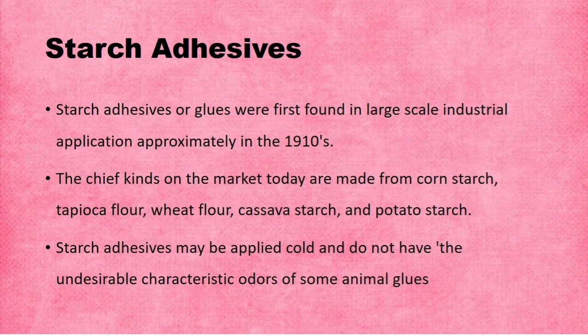Starch adhesives. Starch adhesives or glues first found large-scale industrial application approximately in the 1910s. The chief kinds on the market today are made from cornstarch, tapioca flour, wheat flour, cassava starch, and potato starch. Starch adhesives may be applied cold and do not have the undesirable characteristic odors of some animal glues.